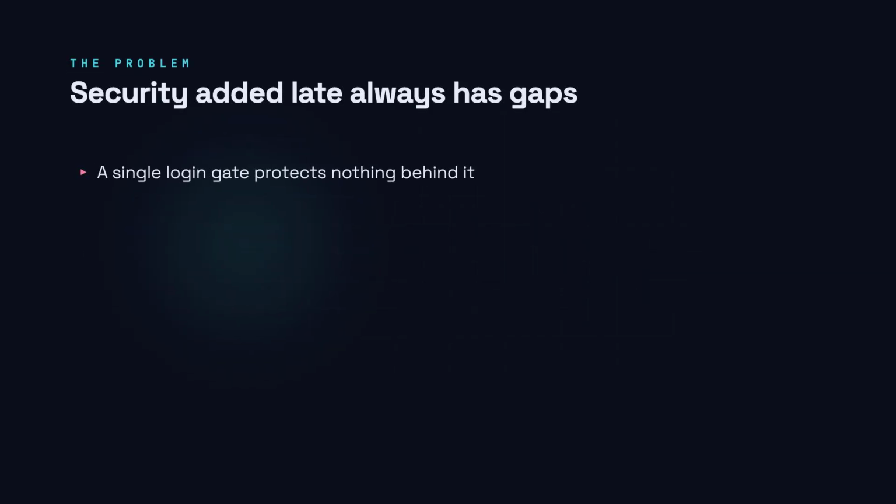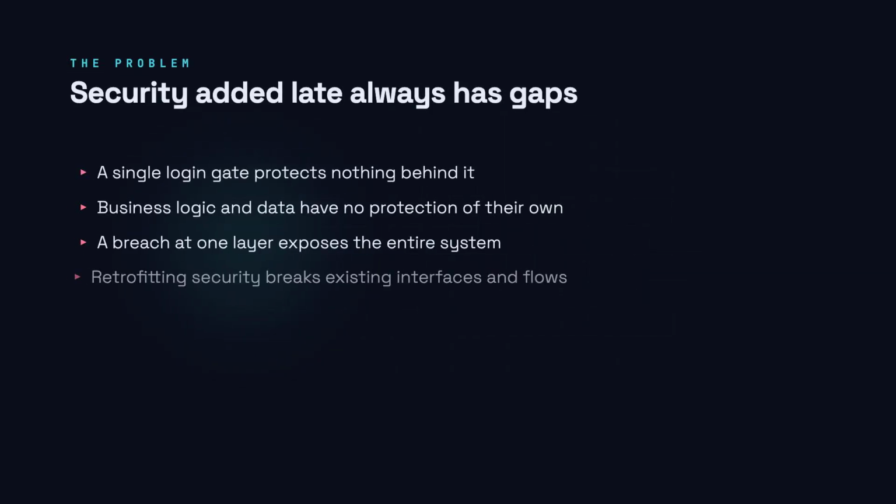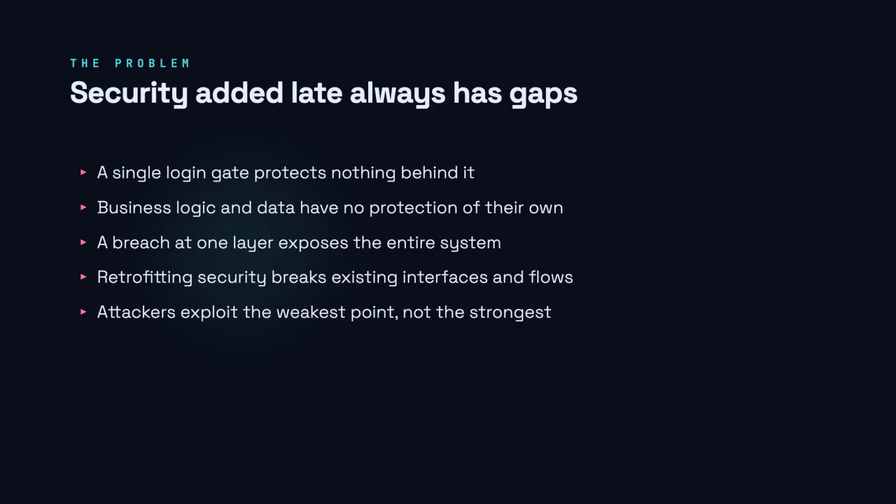Imagine a web app where all security lives in one place, the login screen. Once a user is past that gate, every layer of the system trusts them completely. If an attacker finds a way to skip the gate, or if a trusted insider goes rogue, there is nothing standing between them and your most sensitive data. Retrofitting protections after the system is built means cutting across every layer, breaking interfaces, and almost certainly missing something.